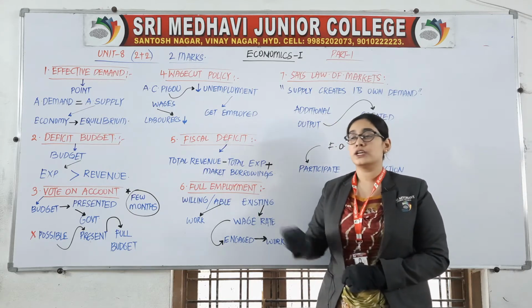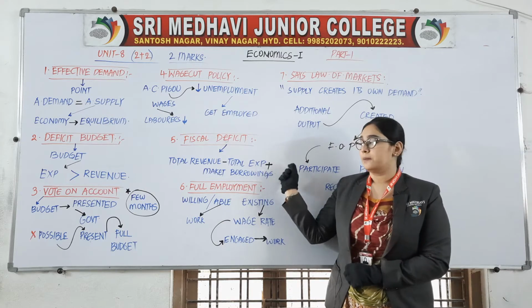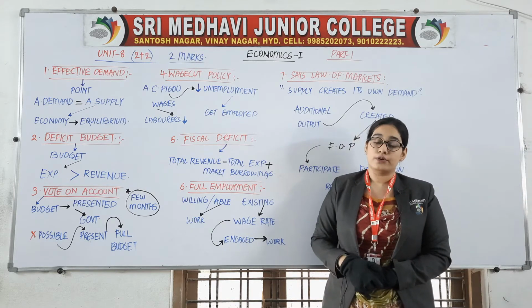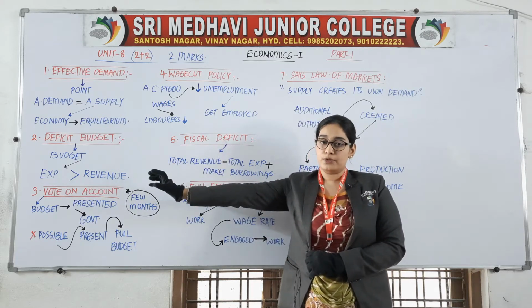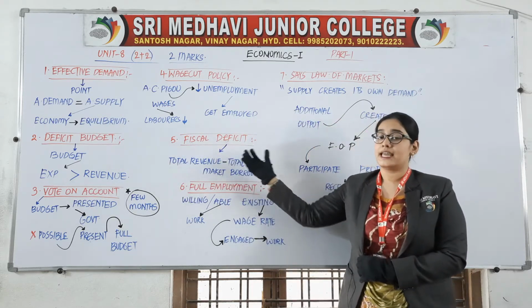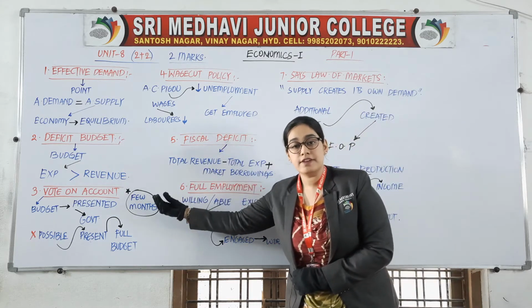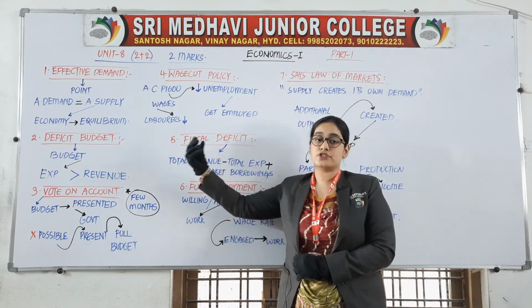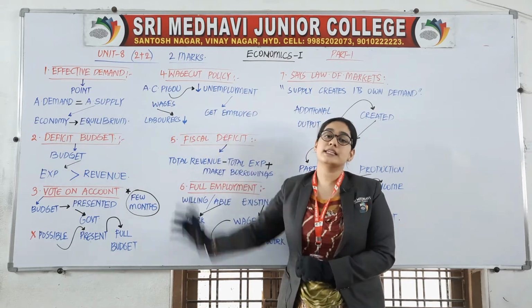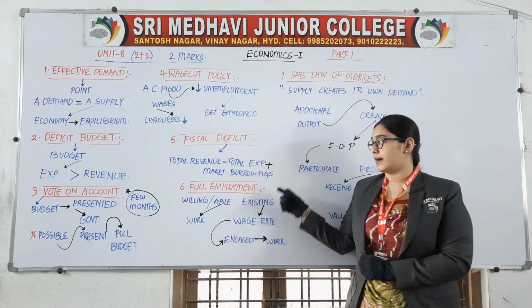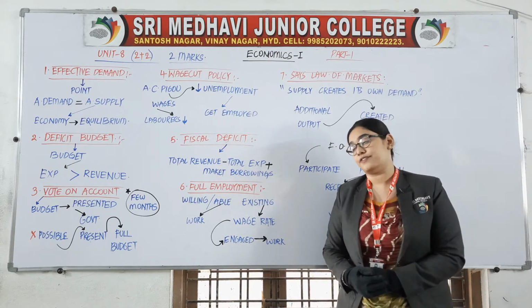Then fifth concept, fiscal deficit. How to find out fiscal deficit? It is total revenue minus total expenditure plus market borrowings. Total revenue minus total expenditure plus market borrowing. So, by applying this formula, you can get the fiscal deficit.